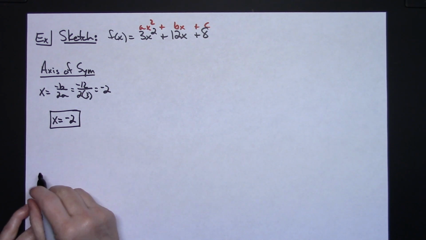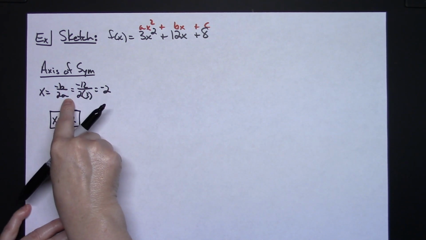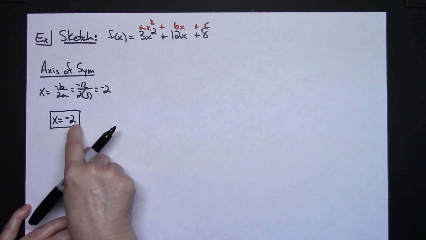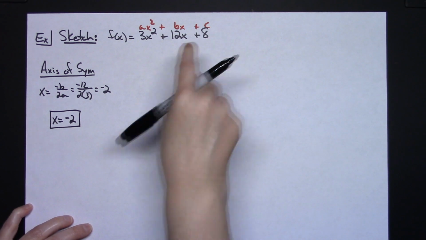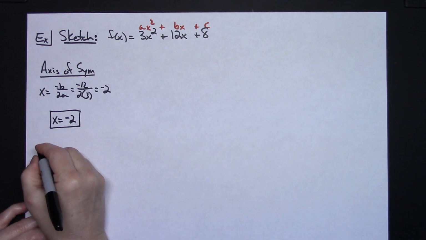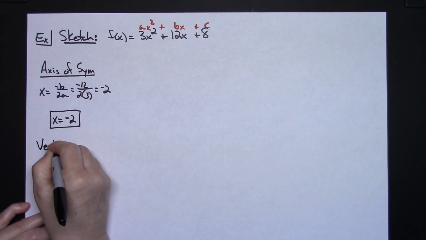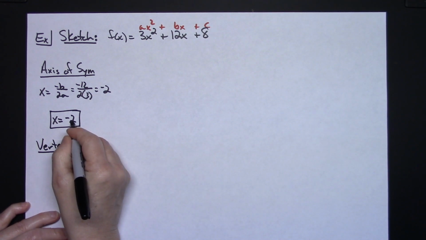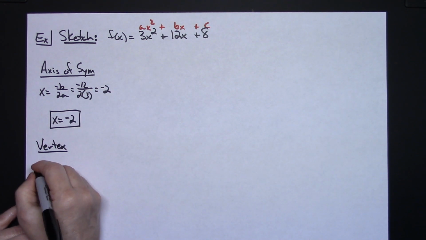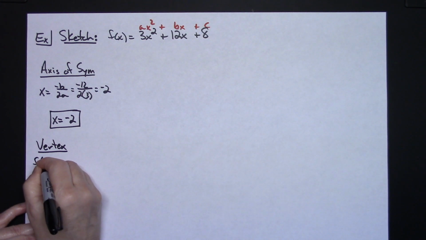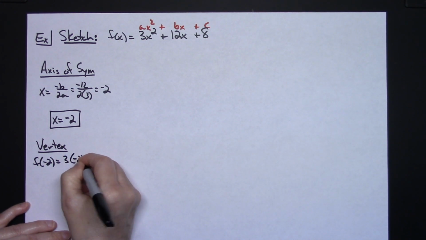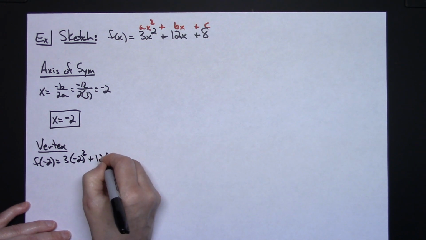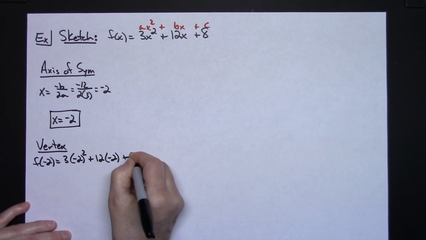Okay, now the next thing I'm going to do, I've calculated the negative b over 2a, which is my axis of symmetry. Now I'm going to take this and plug it back into that function so that I can find the coordinates of my vertex. So for my vertex, I'm going to take that negative 2, plug it back in the function. So I'm going to write it showing function notation. F of negative 2 is equal to 3 times negative 2 squared plus 12 times the negative 2 plus an 8.